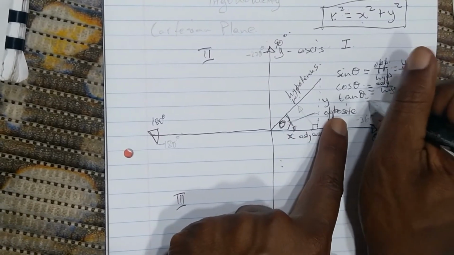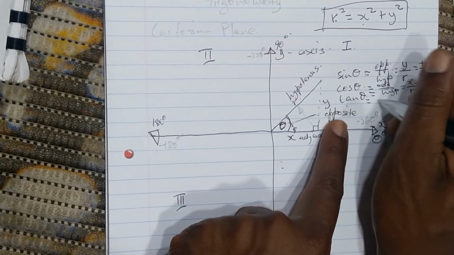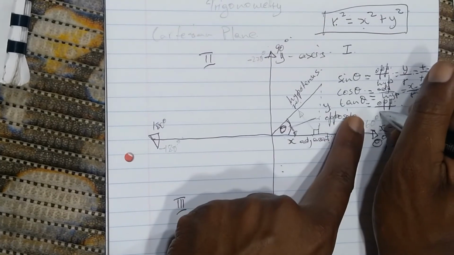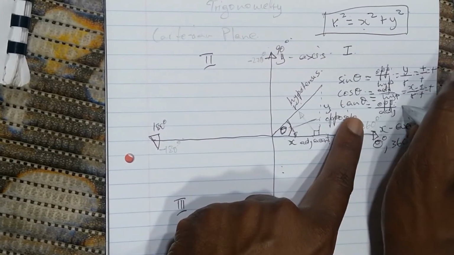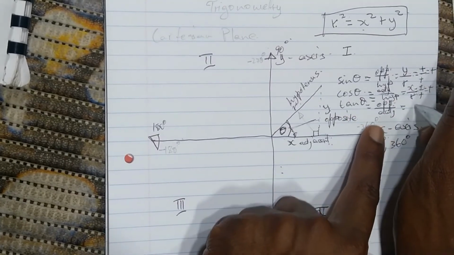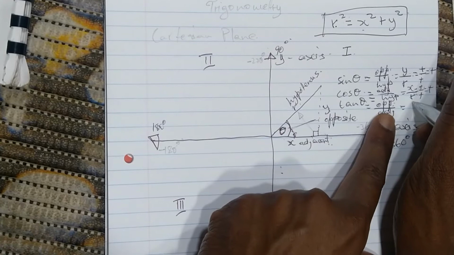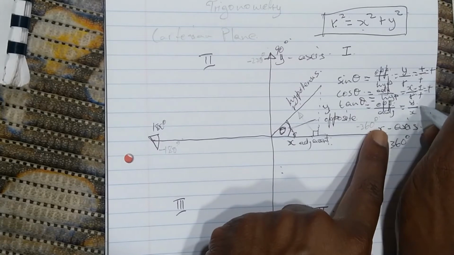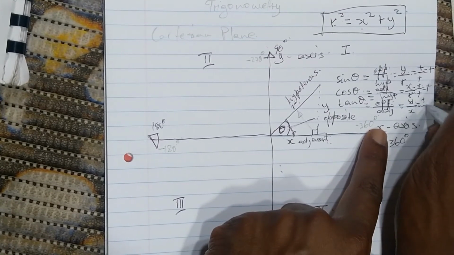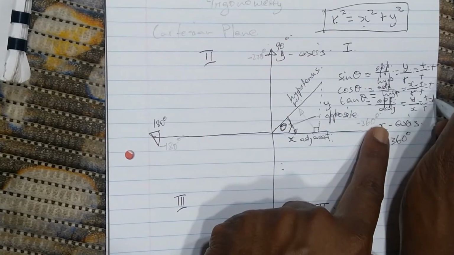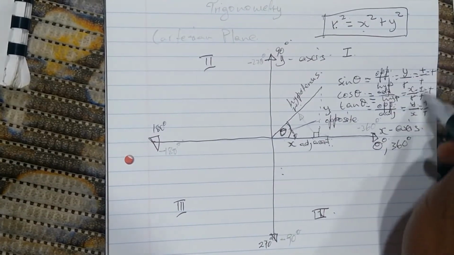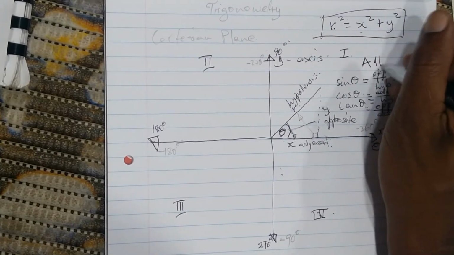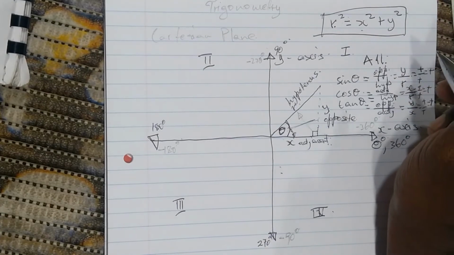So the tan of theta is equal to opposite over adjacent, right? And that opposite over adjacent is y over x. So again, positive over positive, which is equal to positive. So what we conclude from the first quadrant is that all of these ratios are positive.